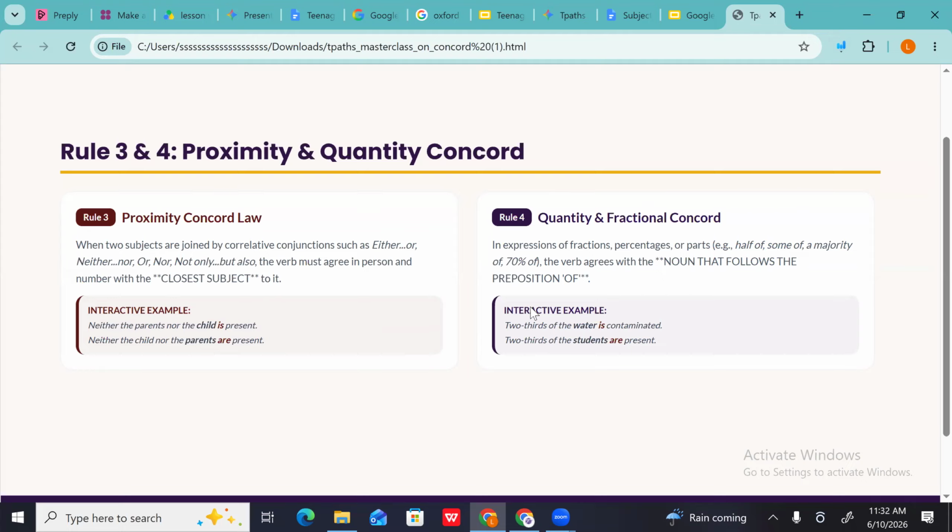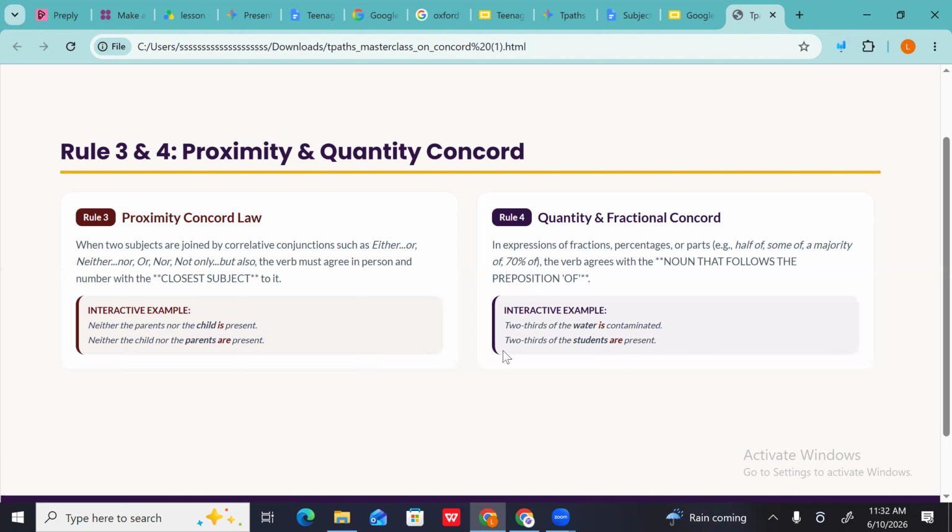Okay, let's look at these examples. 2/3 of the water. You know, water is an uncountable noun. An uncountable noun always attracts what? Singular verb. Water cannot be counted, so it will be regarded as singular. So it will be "water is contaminated." You cannot say "water are contaminated." I think I've explained the rule of that.